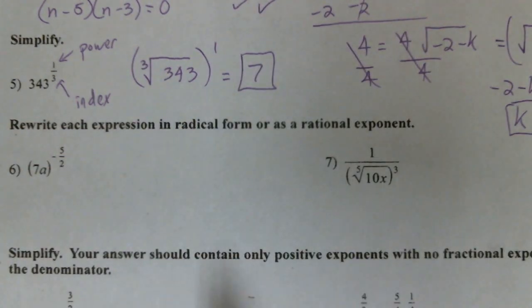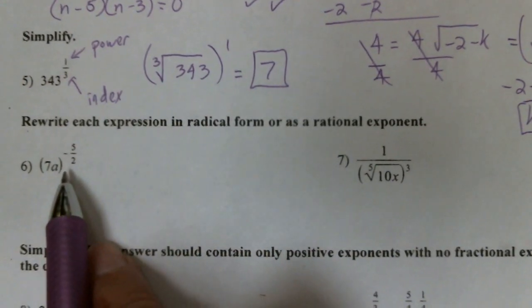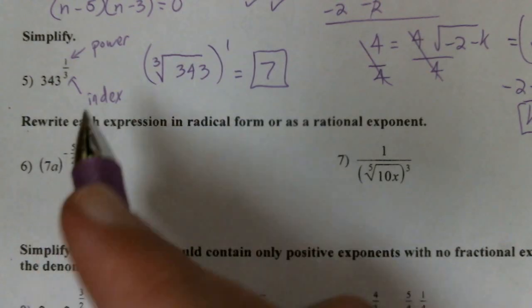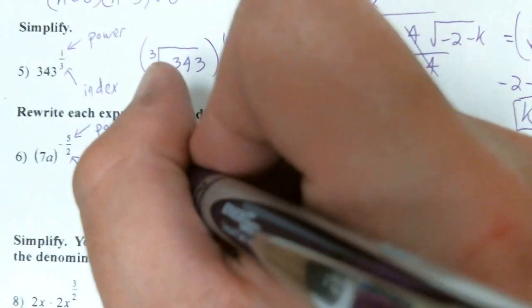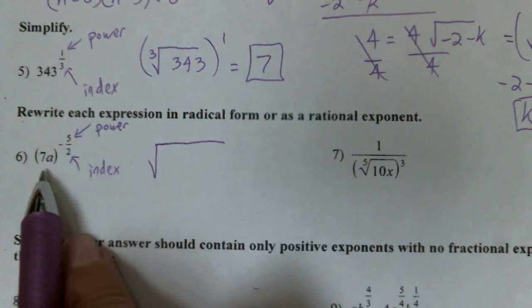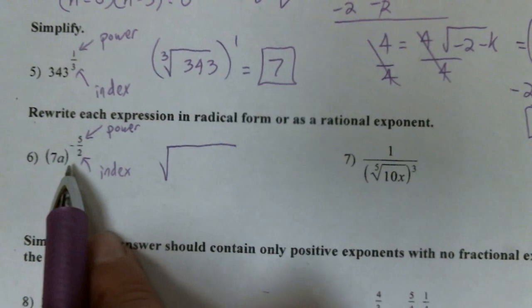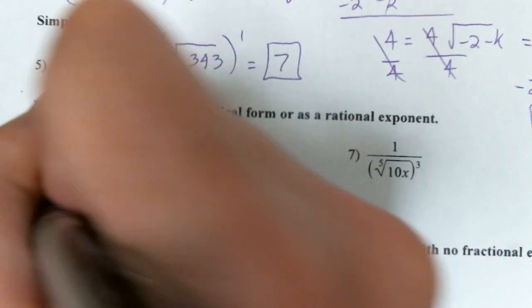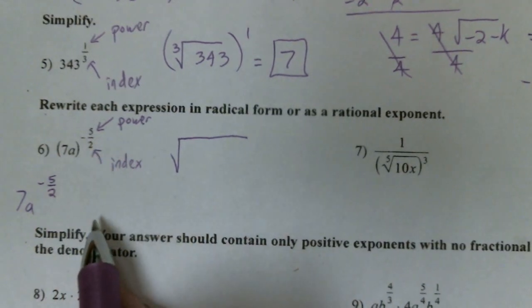Okay, so here they want us to go back and forth, switching between the rational exponent and the radical. Okay, so here I'm in my exponential form. So I got my exponent. All right, there is my power. There is my index. Power over index. Okay, so square root. Now it's huge that you guys understand that 7a with the parentheses around it is totally different than 7a to the negative 5 halves. Those two guys are completely different things.